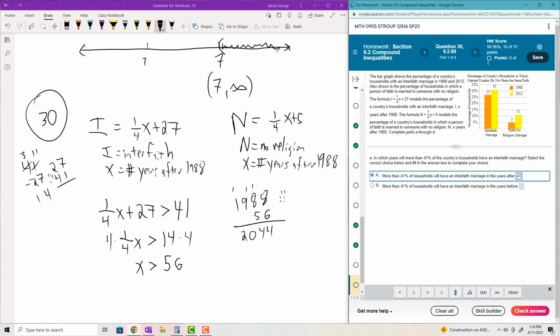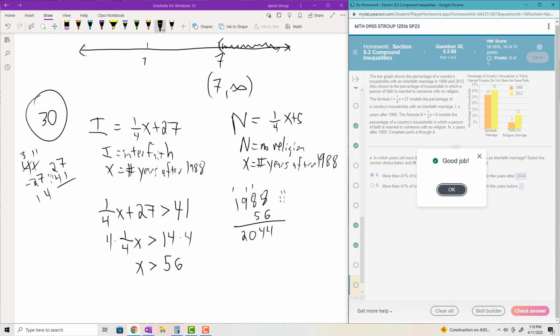Yeah, it's weird. More than 41% of the households will have an interfaith marriage in years after 2044. So exactly in 2044, it may equal 41%. They want beyond that, right?